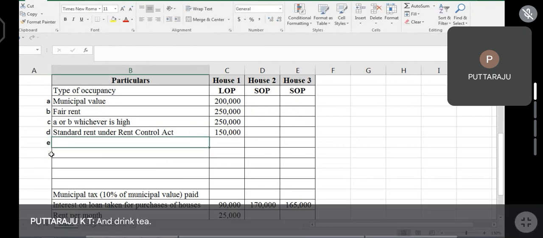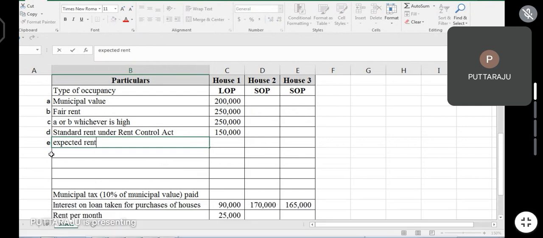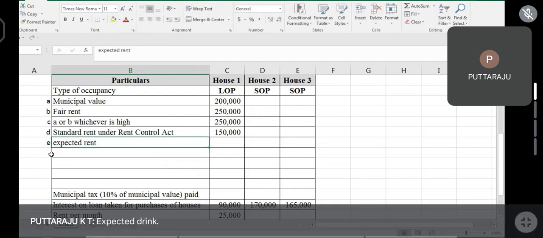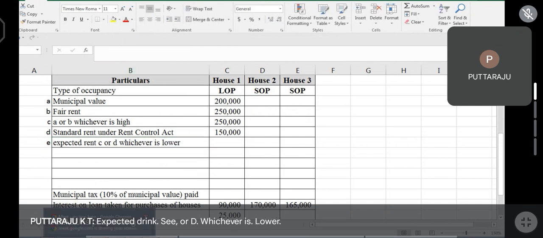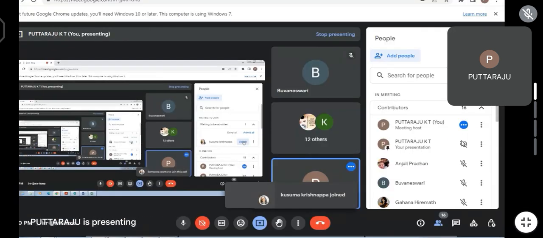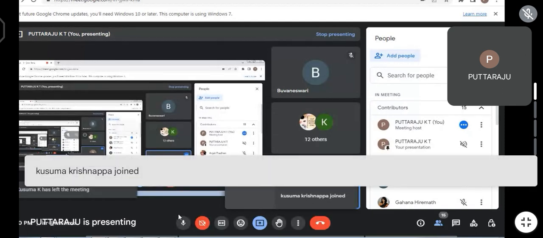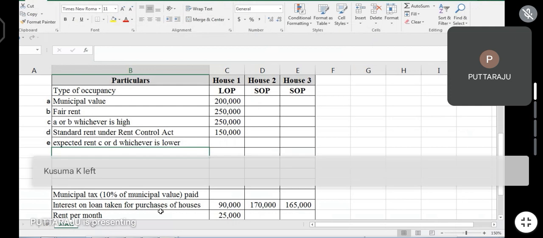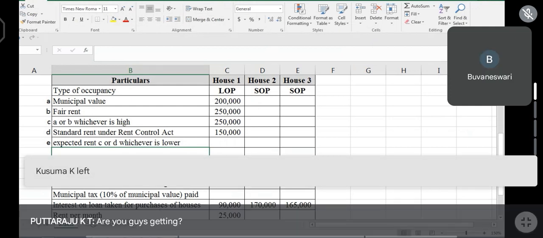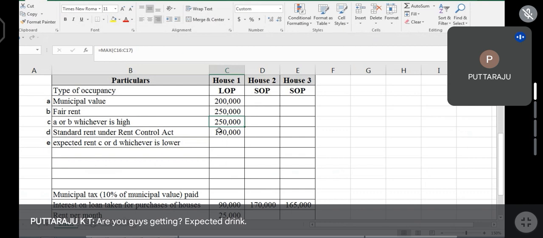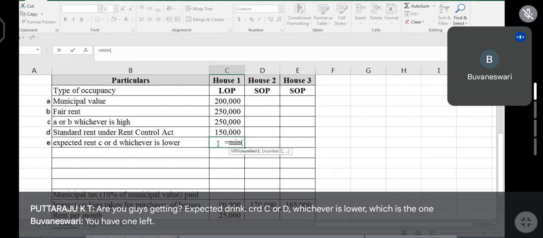E. Expected rent. C or D, whichever is lower. Are you guys getting? Yes, sir. Expected rent, C or D, whichever is lower. Which is the one? 1,50,000.